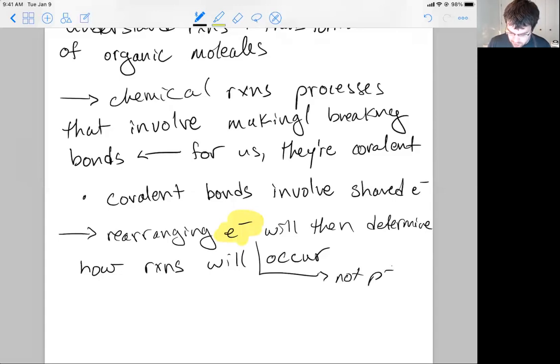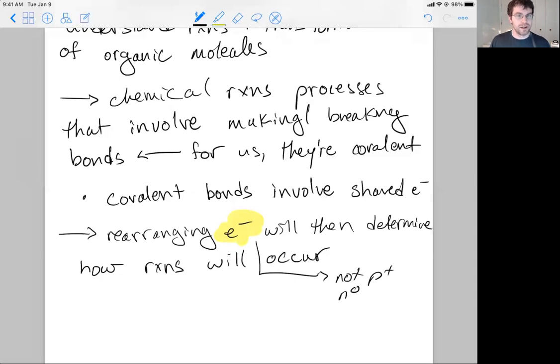Now, the protons and the neutrons greatly, significantly influence where the electrons are going to go. In fact, they dictate it. They are the ones telling the electrons where to go, but it's where those electrons actually go and how they actually move that determines what happens in a chemical reaction.